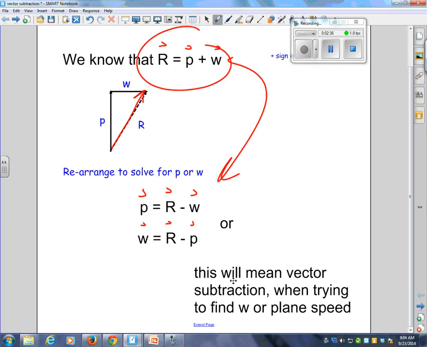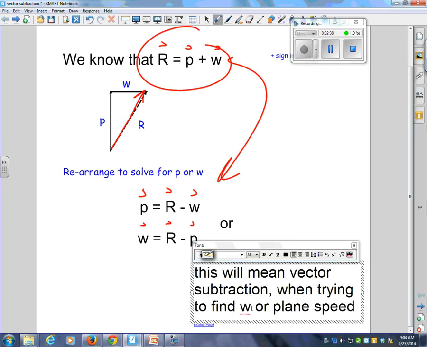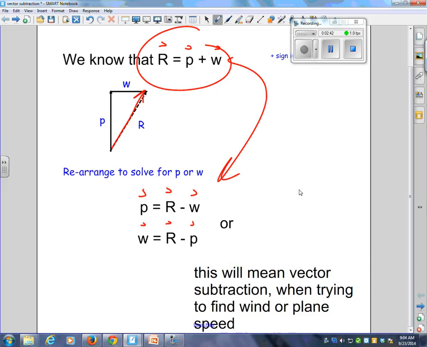I mean, that's what it boils down to, right? I should probably have the word wind here. Okay. It's going to be vector subtraction when you're trying to find the plane or the wind speed. Why? Because you can think about it this way. What are the components of the result? What are the two things that make up the result? The plane and the wind.